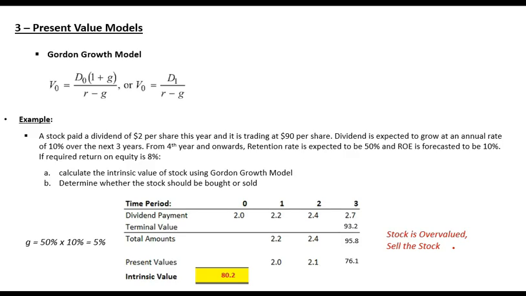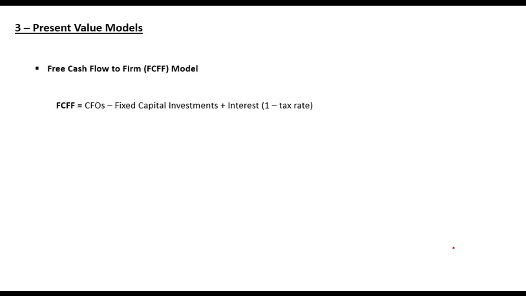Any problem so far? For the FCFF model, we first calculate FCFF. We have discussed already how we calculate FCFF. Then what do we do? We discussed that once you have FCFF, you forecast future FCFFs, let's say for 5 years, 10 years or whatever. So let's say you decide to forecast it for 5 years.